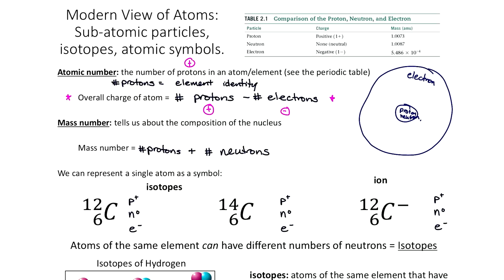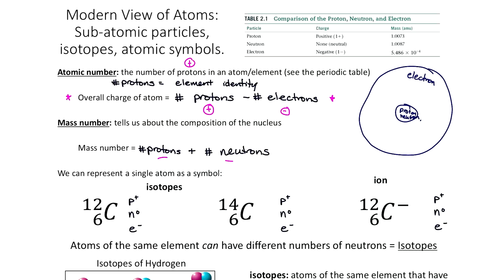That's the very, very dense nucleus that Rutherford was referring to before. And so when we want to communicate what is the mass, what is the composition of that nucleus, this is where we use the mass number. The mass number tells us the composition of that nucleus. Remember, the nucleus contains protons and neutrons, so we're just going to sum up those two numbers to give us the mass number, right? And so this is all the information we need to represent atoms using these isotopic symbols.